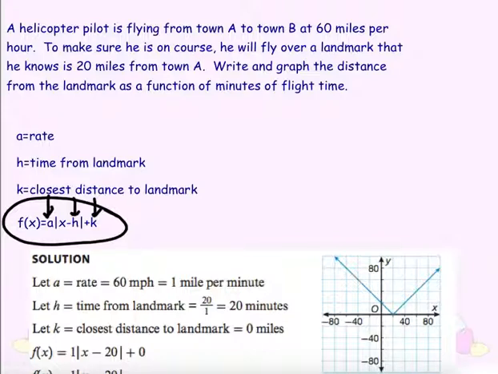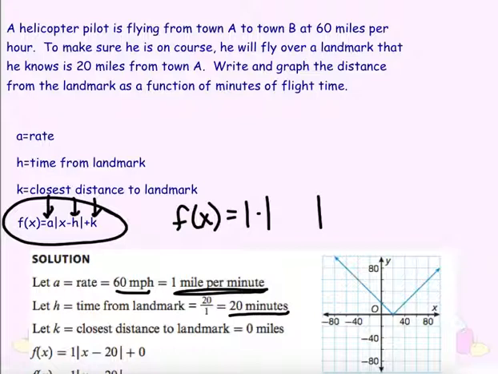So if we look at this, and I'm going to put this miles per hour into miles per minute, it's a little bit easier to see, and since we're talking about 20 miles, it might be a little bit easier to talk about it in how many minutes it takes to get there. So A is this rate, so 1 mile per minute. So I can plug that in and say f of x is equal to 1 times the absolute value of something. Okay, and h, that is the time from the landmark. Well, if it's 20 miles away at 1 mile per minute, it's going to take 20 minutes to get there. So I can say x minus 20.